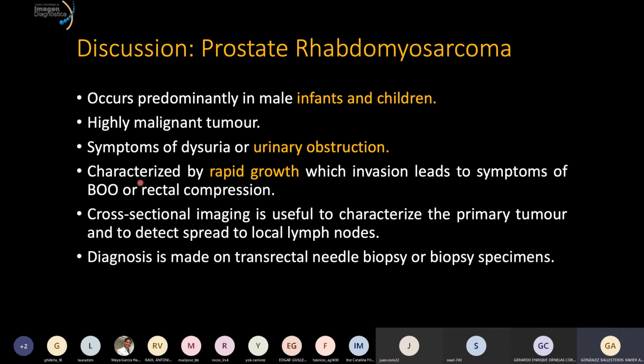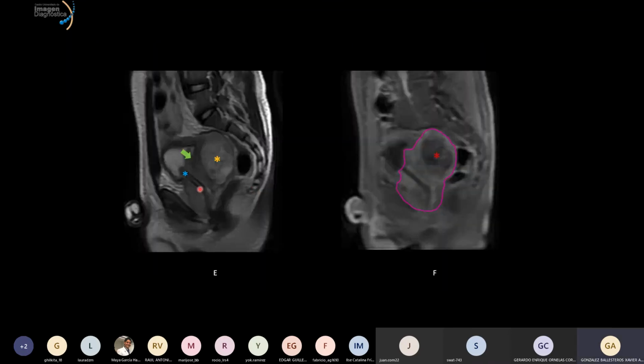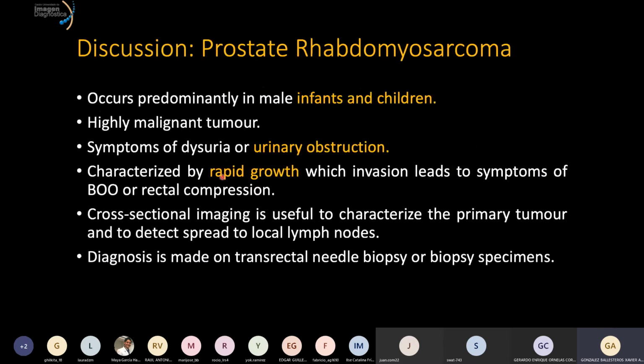This tumor is characterized by rapid growth, whose invasion leads to symptoms of bladder outlet obstruction or rectal compression. As we can see in our patient, this mass is compressing the bladder, and not yet, but eventually it was going to compress the rectum also, causing colon obstruction.